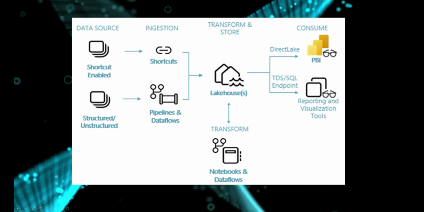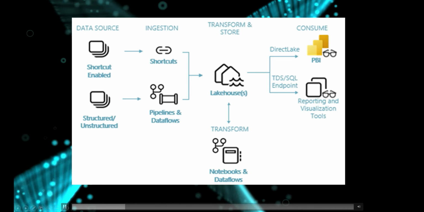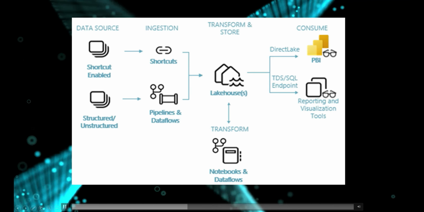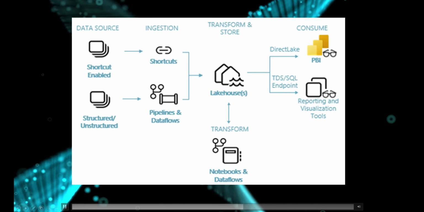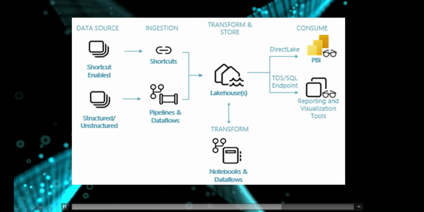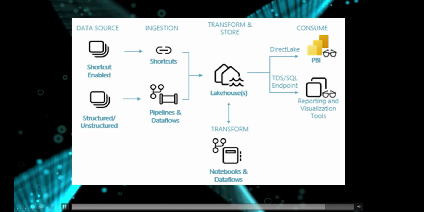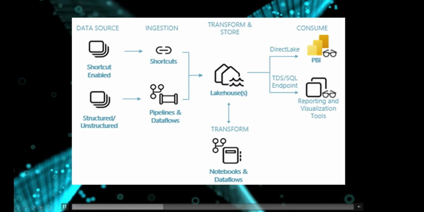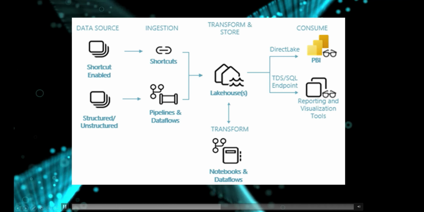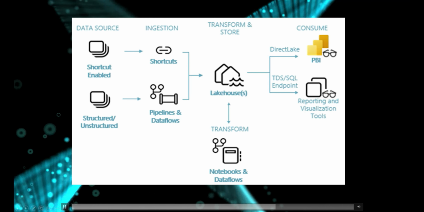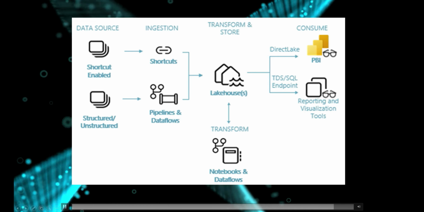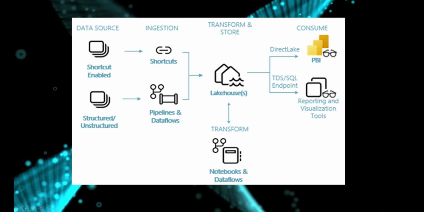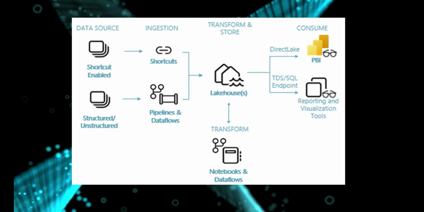Whatever data goes into and comes out of the Lakehouse doesn't matter, because if Power BI wants the data in a particular format, the Lakehouse will give the data in that particular format to Power BI. But internally, all the data is stored in the Delta Parquet format. That's the key point to note there.